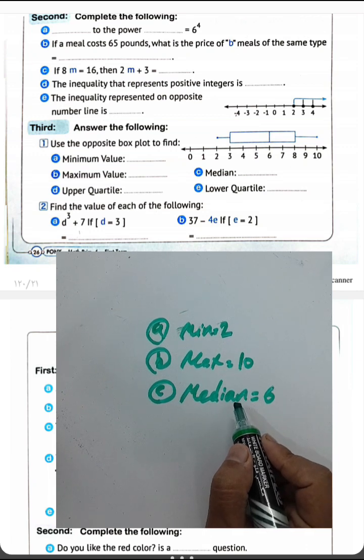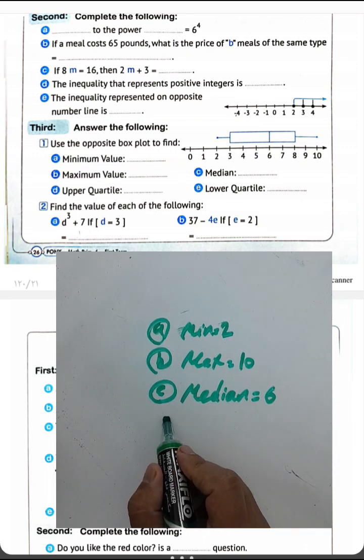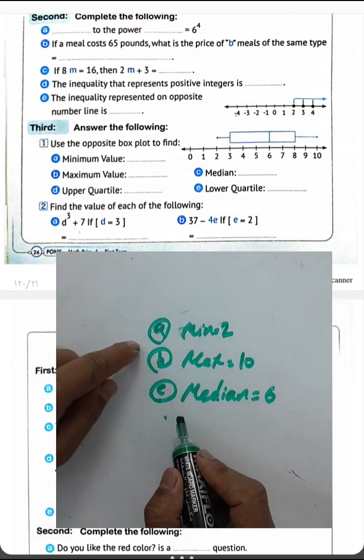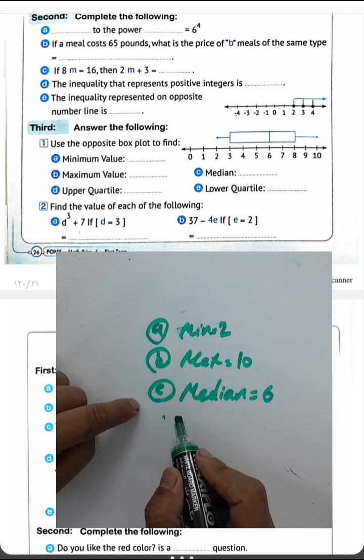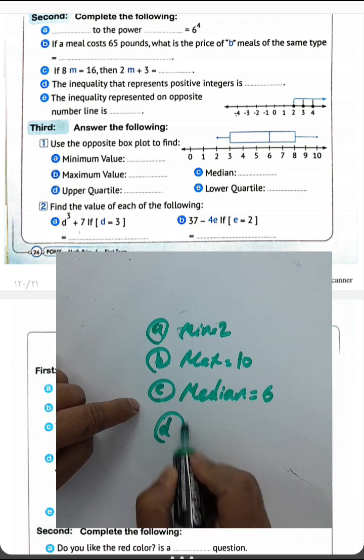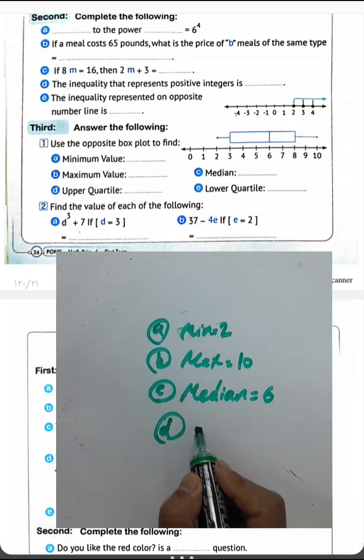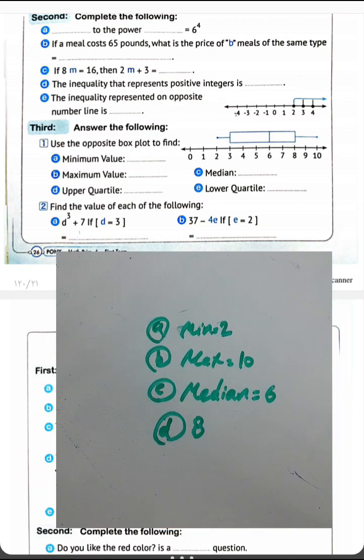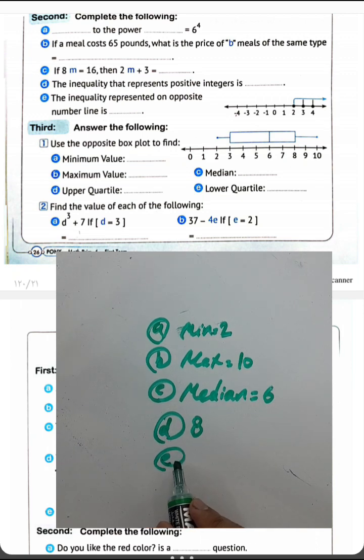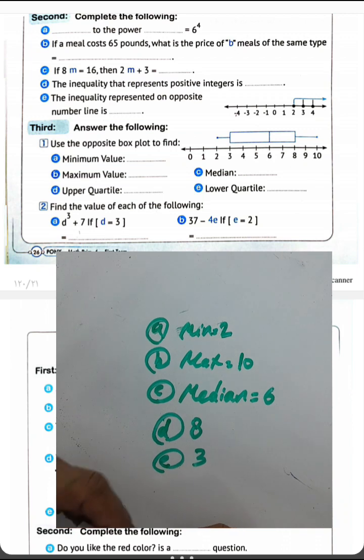And our quartiles. Letter D. Upper quartile here was 8. Okay, it was the upper quartile. Letter E. Lower quartile here was 3. It's the lower quartile.